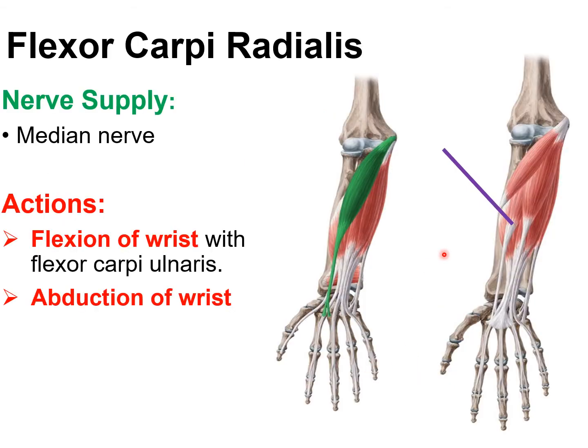Nerve supply of flexor carpi radialis is the median nerve. It causes flexion of wrist along with another muscle, that is the flexor carpi ulnaris. Also, it causes abduction of wrist with extensor carpi radialis longus and extensor carpi radialis brevis muscles. The combined action of flexor carpi radialis along with the extensor carpi radialis longus and brevis causes abduction at the wrist joint.